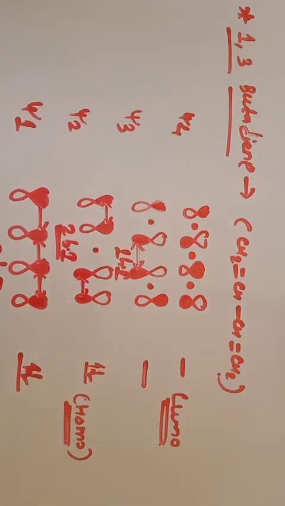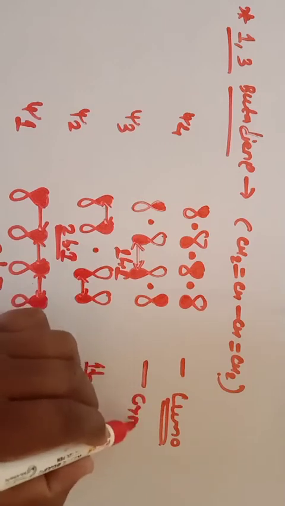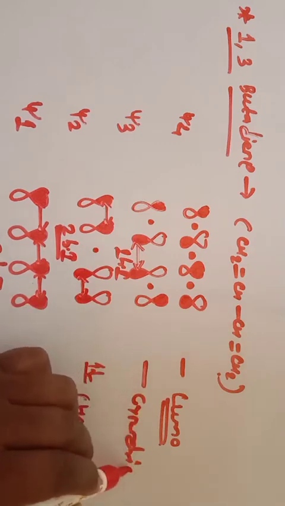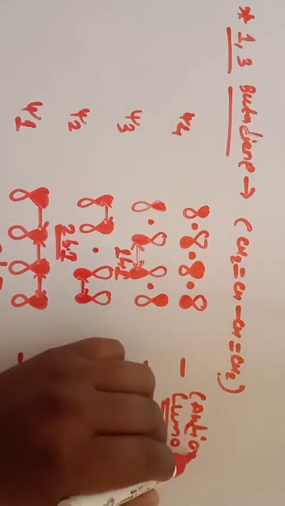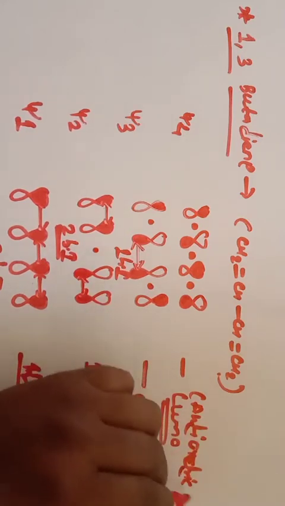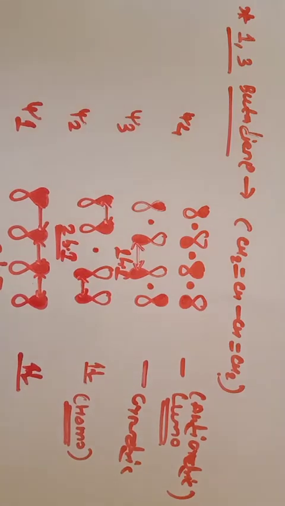This is your LUMO. If you consider this is your symmetric LUMO, and this is your anti-symmetric LUMO. So this LUMO is symmetric, and this is your anti-symmetric. This LUMO is symmetric, and this is your anti-symmetric LUMO. So this is the pictorial representation for 1,3-butadiene.